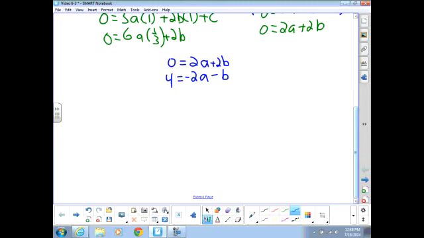Notice it's already nice. We have a 2a and a negative 2a. Go ahead and add your equations. You get 4 equals 2b minus b, which will give us b. So we just found that b was equal to 4.